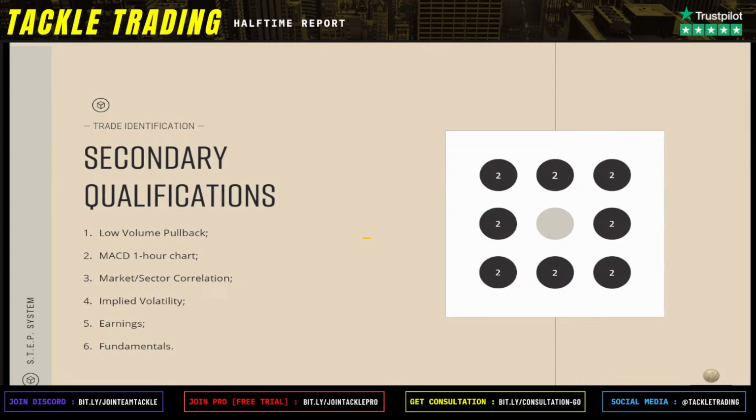So match, correlation, implied volatility. This is really more from an options perspective. You don't want to buy options with massive volatility, because that means you're paying a lot of premium. Make sure volatility matches your option system.